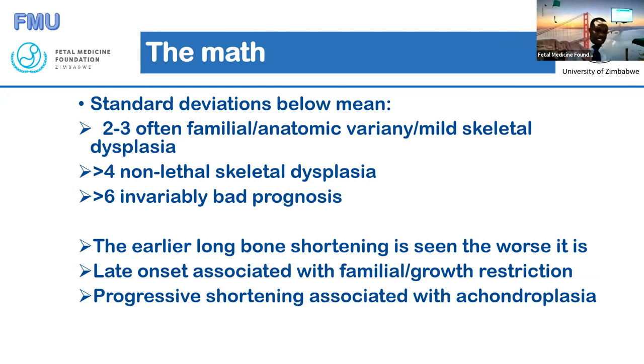What I mean is that we do the measurement, maybe at 20 weeks, and we find the femur is below two standard deviations. Then you do it maybe at 30 weeks, and now it's at the fourth standard deviation. So there's progressive shortening in that condition. It's usually associated with achondroplasia. For our case, if we had been able to do serial measurements, that's the pattern we would more likely have found for the diagnosis of achondroplasia.